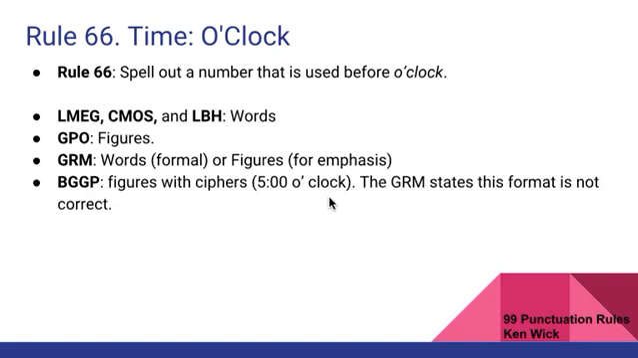And the BGGP has a unique format. It says use figures with ciphers, so this format. This would be what someone would say if they said 5 o'clock. This is what you would write in BGGP. And the GRM actually states that this format is not correct. It says do not use this format in the GRM. But this is how you do it in the BGGP.